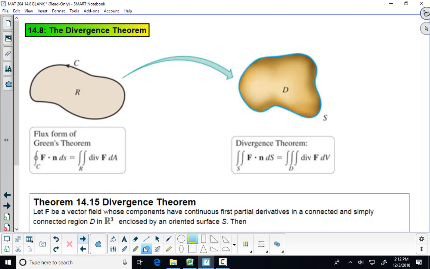Oh, look! The divergence theorem, 14.8. Oh, look! The culmination. This is it. Made it through the book. All for this. This is what you've been waiting for.